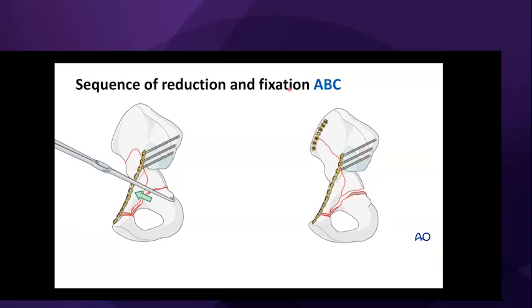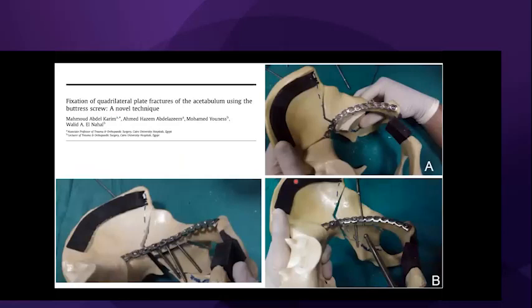For the associated anterior column with the posterior hemitransverse, you can ignore the iliac wing at first. Fix the anterior column, and then fix the posterior column with screws, with magic screws in the posterior column, or another plate. Then you can fix the fracture of the iliac wing at the end of the operation. This is a different sequence from the ABC approach.